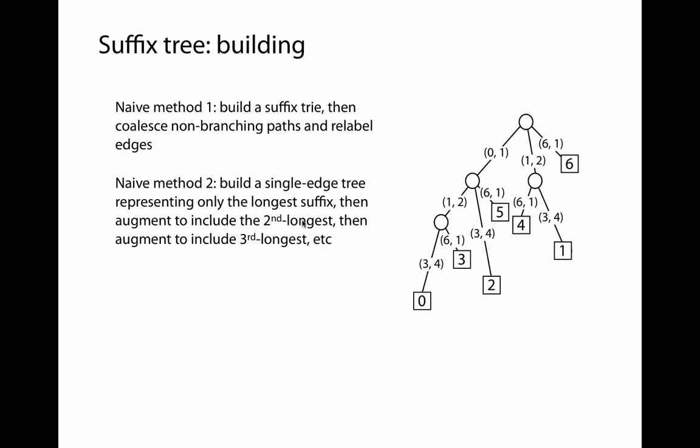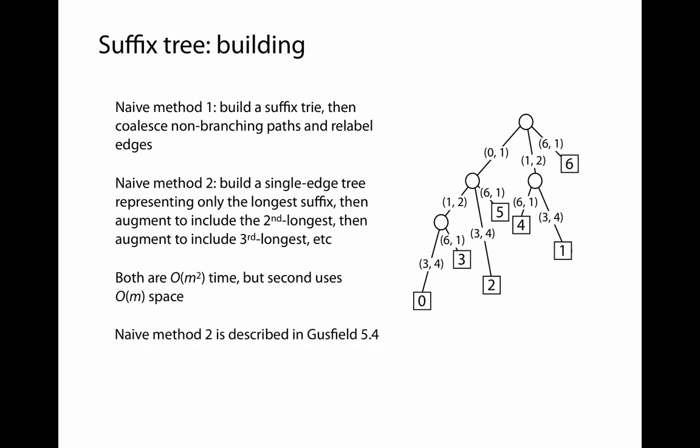But this method is order m squared time. So what we have now are two algorithms, both of which use order m squared time. But this second one uses order m space. And for a more detailed description of naive method 2, you can see Gusfield, because that method is described in this section of the Gusfield textbook.